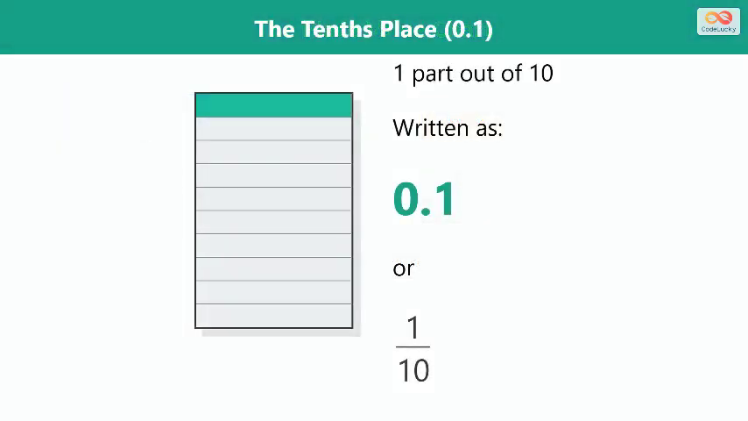Let's break it down. The first position to the right of the decimal point is the tenths place. Imagine a whole rectangle divided into 10 equal strips. If we shade just one of them, that is 1/10. We write this as 0.1. As a fraction, it is simply 1/10.